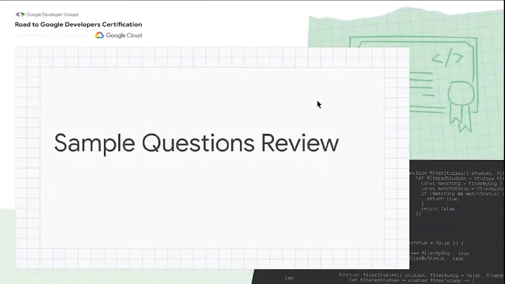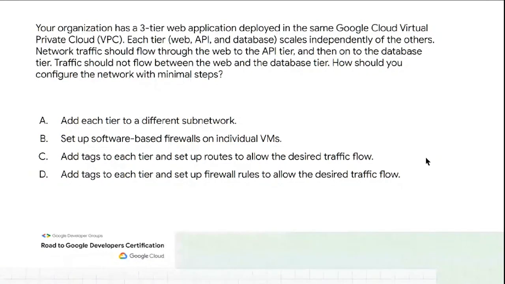Okay, sample questions. Let's review a few questions. Your organization has a 3-tier web application deployed in the same Google Cloud VPC. Each tier, meaning web, API, and database, is separate from the others, so each tier scales independently. Network traffic should flow through the web to the API tier and then onto the database tier. This means traffic should not flow between the web and the database tier. So people from the web application should not directly access the database. That's the gist of it. How should you configure the network with minimal steps? Keep in mind that it specifically mentions minimal steps.